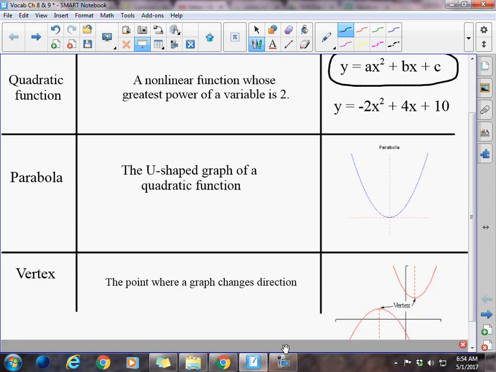Last word on this slide is vertex. Once again, this is a word that we've been using quite a bit. Vertex, the point where a graph changes direction. So if a parabola comes down and stops right here and then starts going back up, this point is called the vertex. Same thing if it's going up, up, up, up, up, and then starts going back down, this is the vertex. It's where it changes from increasing to decreasing.